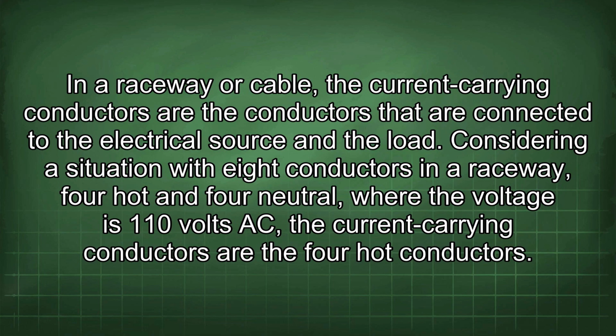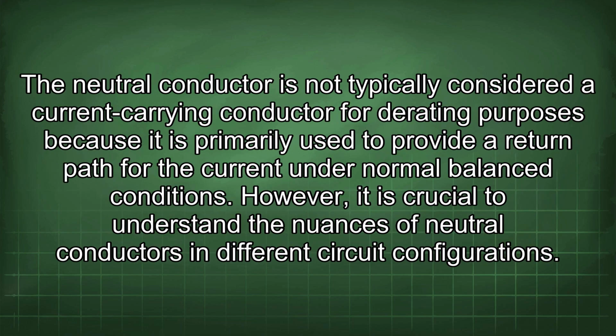load. Considering a situation with 8 conductors in a raceway, 4 hot and 4 neutral, where the voltage is 110 volts AC, the current-carrying conductors are the 4 hot conductors. The neutral conductor is not typically considered a current-carrying conductor for derating purposes because it is primarily used to provide a return path for the current under normal balance conditions. However, it is crucial to understand the nuances of neutral conductors in different circuit configurations.